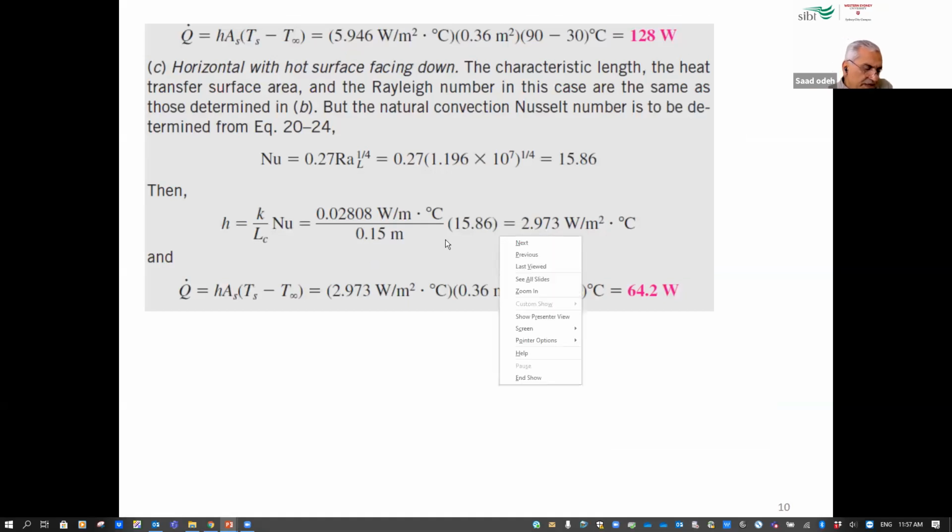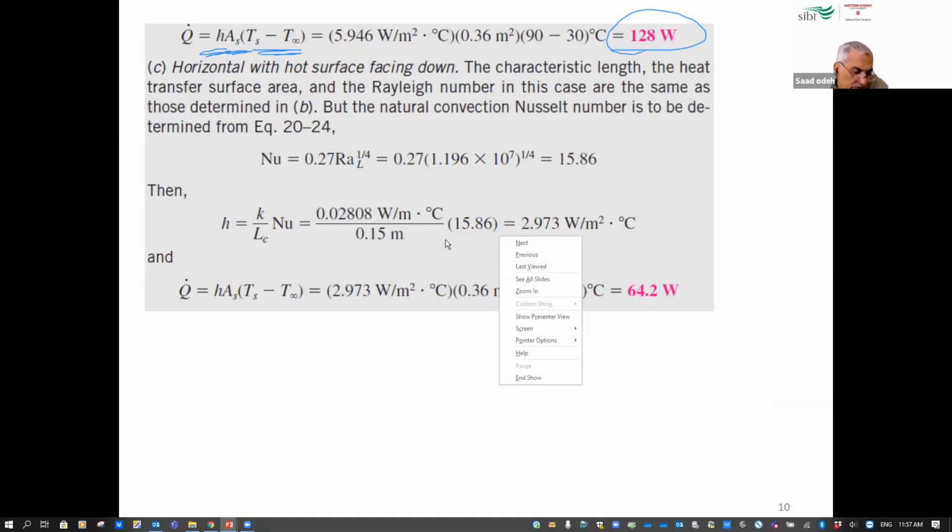substitute these values. As you can see here, H multiplied by A, S multiplied by delta T. This will give me 128. So the first case was 115. The second one, 128. All right.